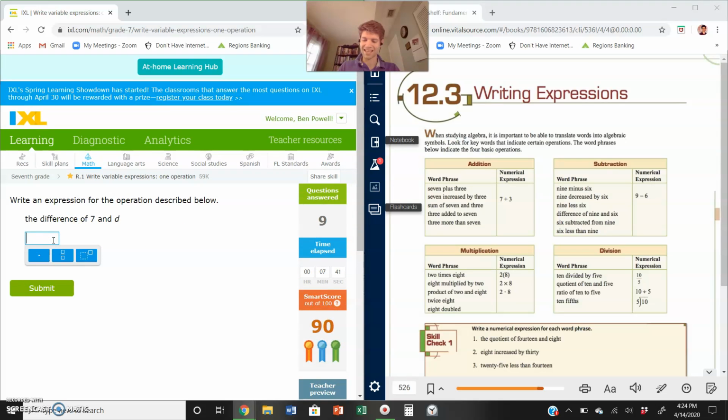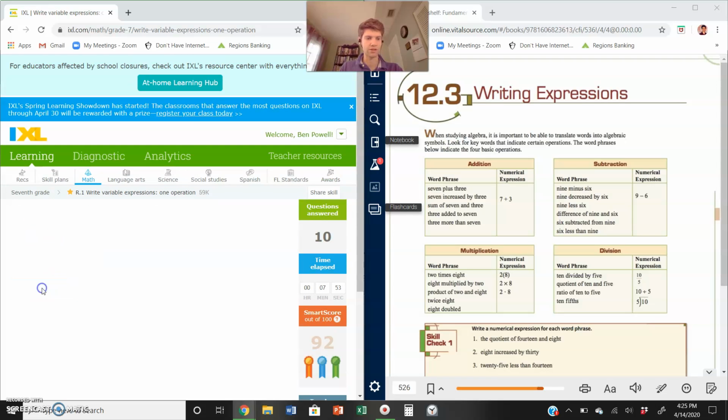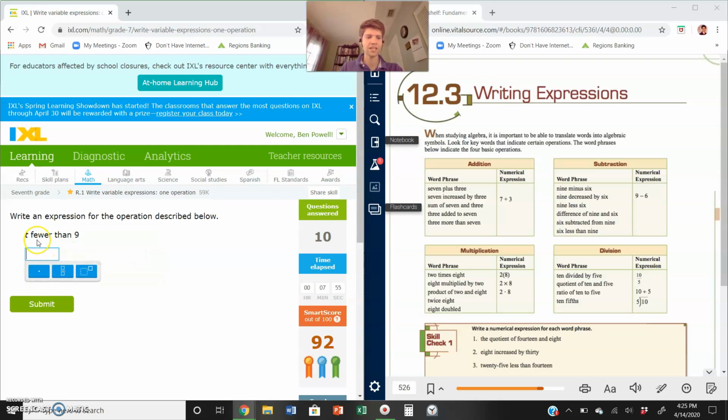The difference of 7 and D. Oh, what does difference mean? Well, let's look at these numbers. Difference is the answer to a subtraction problem. So the difference of 7 and D. It works out in the same order, so we're good.